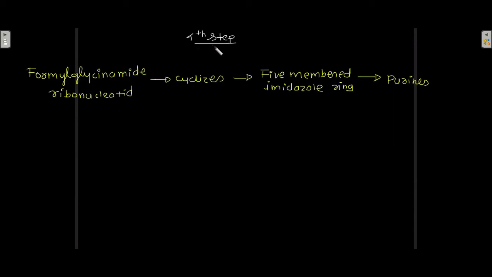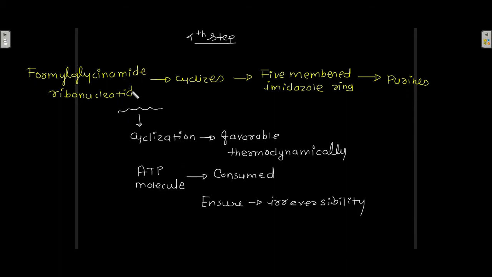Now in the fourth step, the formyl glycinamide ribonucleotide cyclizes into a 5-membered imidazole ring, and this 5-membered imidazole ring is found in purines. Okay, so in the fourth step there is formation of this 5-membered imidazole ring, which is found in the purines. Now this cyclization reaction is thermodynamically favorable even though an ATP molecule is consumed.